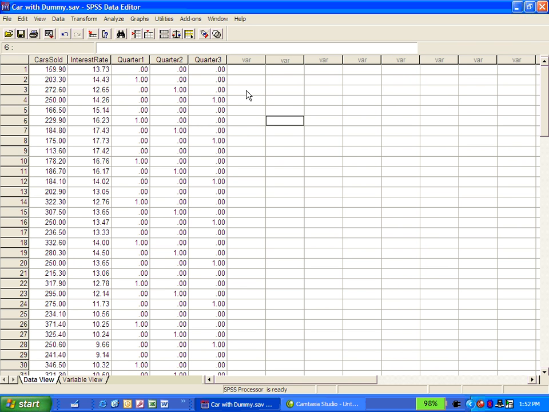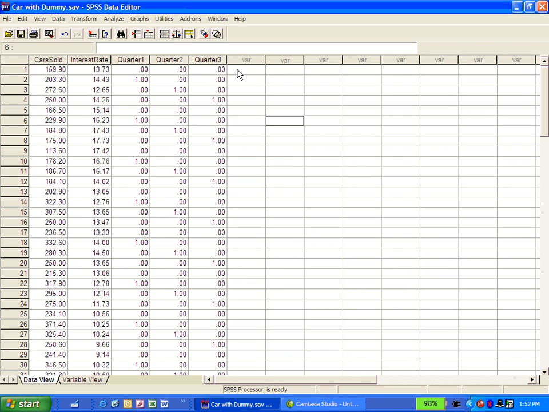Since I've got 4 quarters in the year, I automatically know I need 3 dummy variables because you need one fewer dummy than you have categories. So I've encoded the first one here. You see it's 159.9, observation 1, the number of cars sold, the interest rate, and then I have zeros under quarter 1, 2, and 3. That is because this observation is from quarter 4.